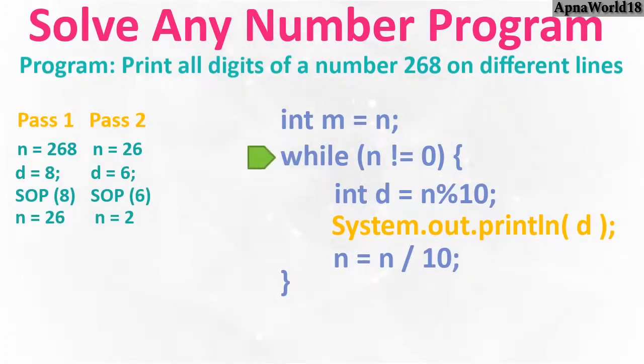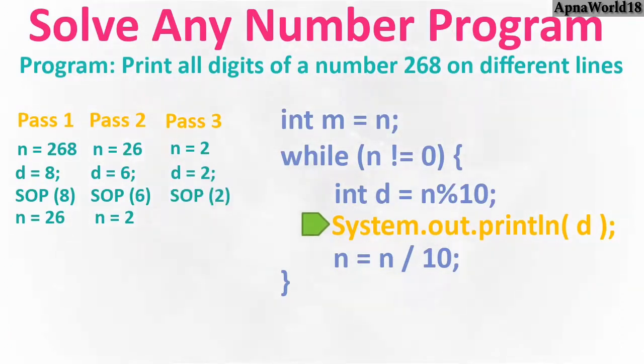Coming back to the while loop, it will again check if n is 0. It is not, so it will enter the loop for the third pass. It will use % to extract 2 in D and print it. Then it will use division to cut out 2. Now we have 0 remaining in n. Now when it goes back and checks the while loop, since n is 0, it will come out of the loop and our program is finished.